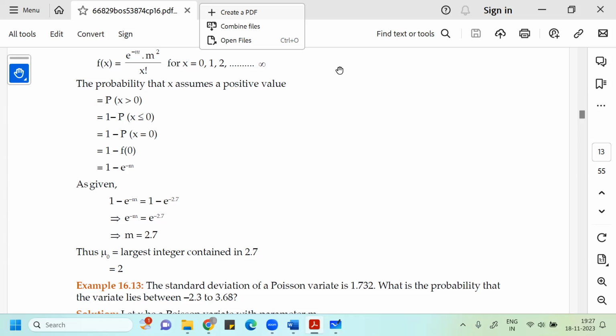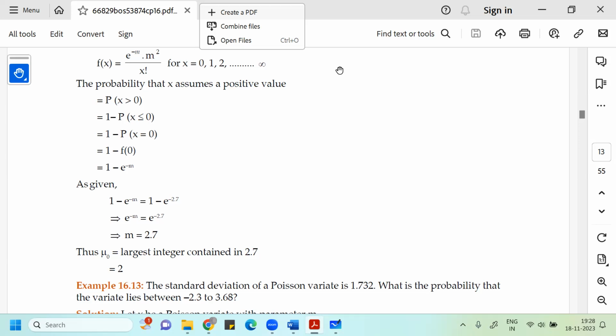You want to try this? Standard deviation is 1.732. If you use a little bit of your brain, you will understand 1.732 is root 3. Your standard deviation is root 3. Then your mean and variance would be 3, because variance is the square of standard deviation, and in the case of Poisson distribution mean and variance are equal. So you got mean is equal to 3.